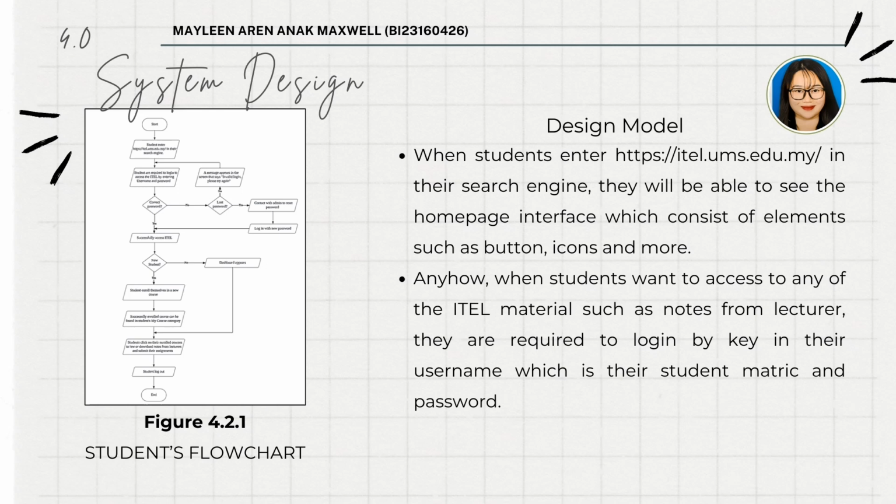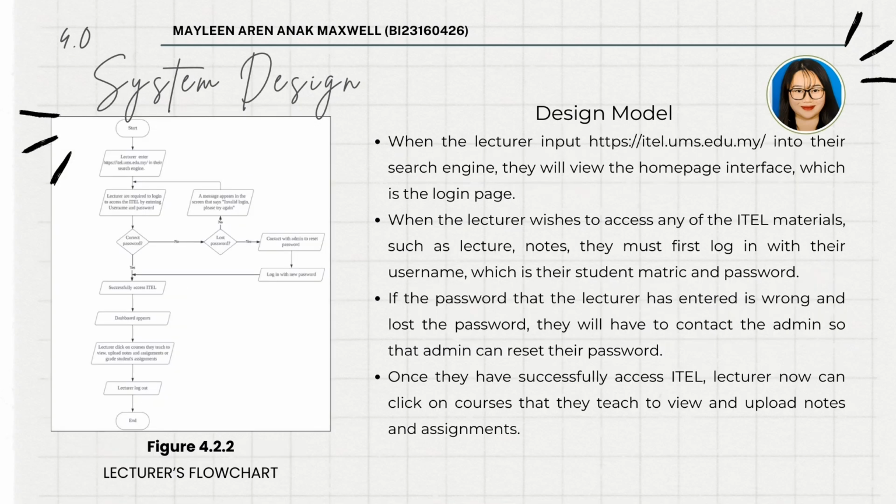The first flowchart is 4.2.1, which is the student flowchart. It shows how students can access the iTEL and what students can do during their access to the iTEL. The second flowchart is the lecturer's flowchart.